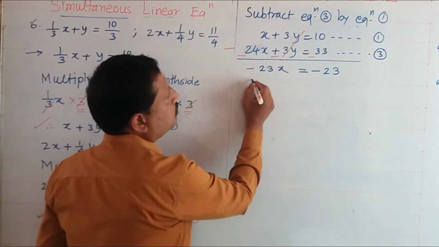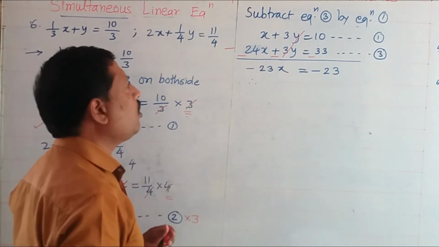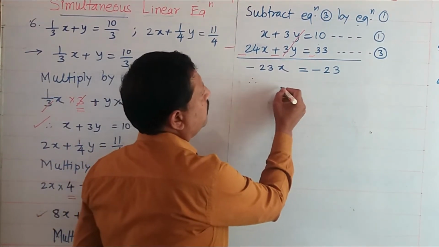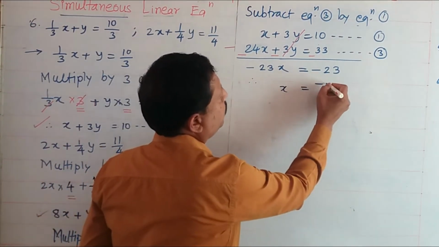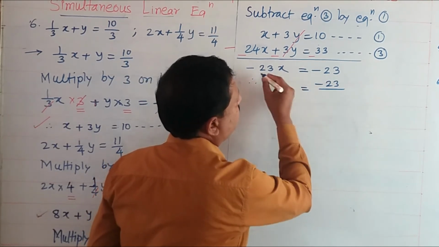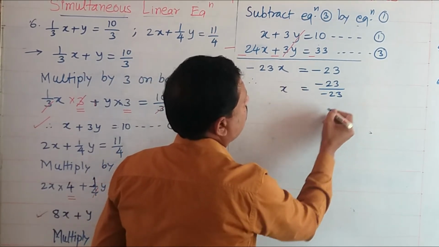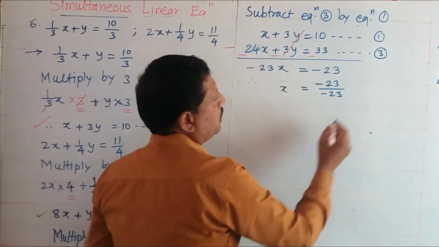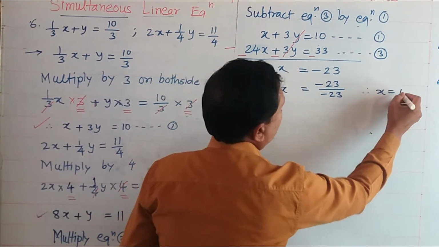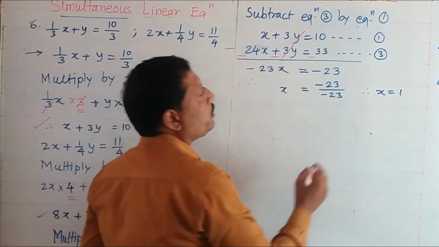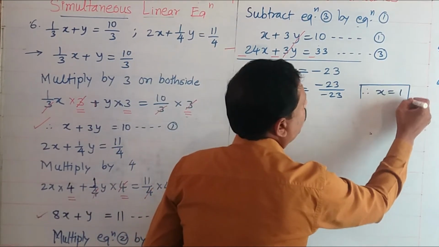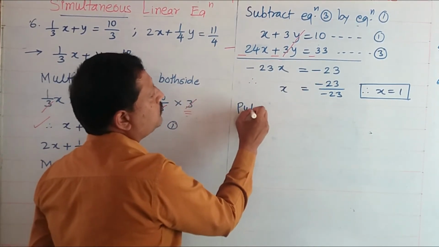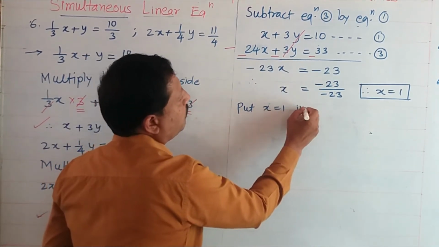Hence we get here the value of x. Hence x is equal to minus 23 divided by minus 23, we get the value of x is equal to 1. Hence we get x is equal to 1. Now substitute this value x is equal to 1 in equation number 1. Put x is equal to 1 in equation 1.